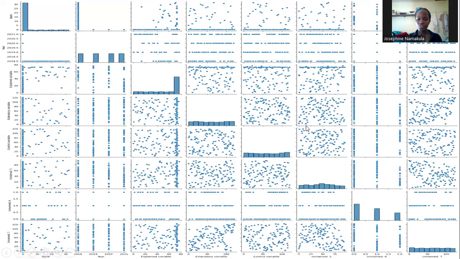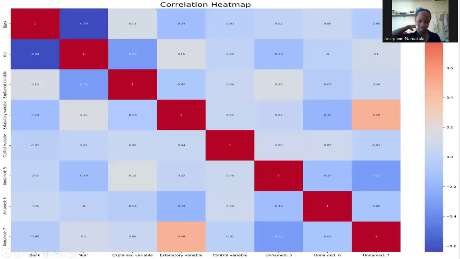I find a correlation matrix. As I said earlier, it is a statistical technique which is used to evaluate the relationship between 2 variables. Again, we can see that most of the variables in this data set were negatively correlating with each other. The only variable which is somehow strongly correlating is at 0.48, this variable with this variable here.